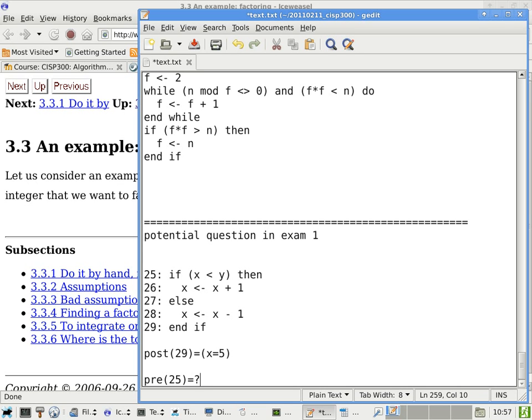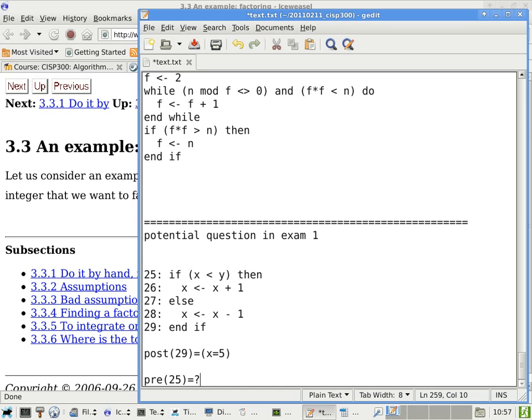I told you that we start with post 29, which is right at this point. And at this point, we know x equals 5. The question is, what do we know at this point? Can we go backwards and say something about that point? And the answer is, surprisingly, we can.